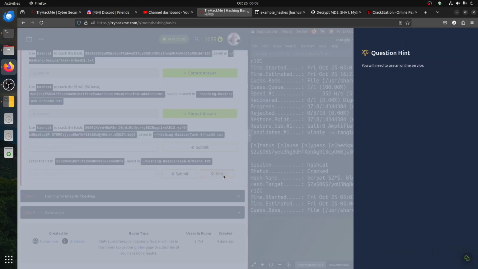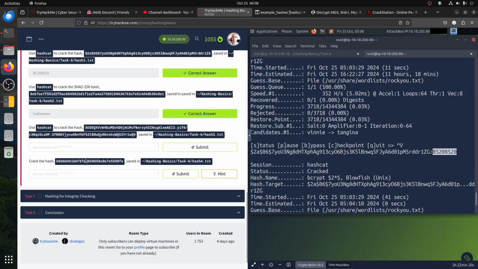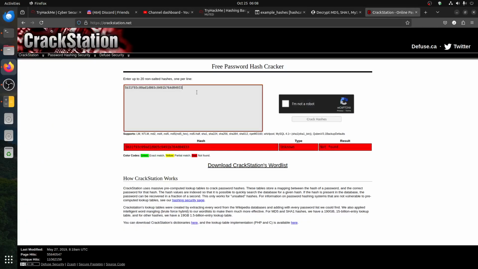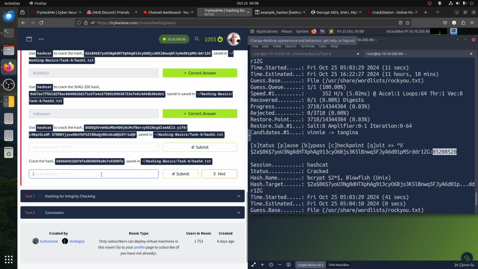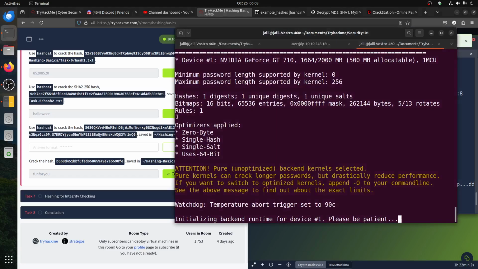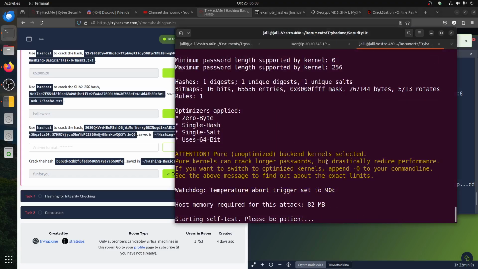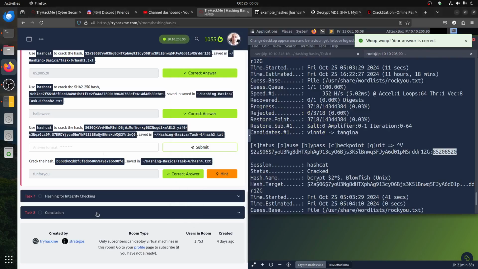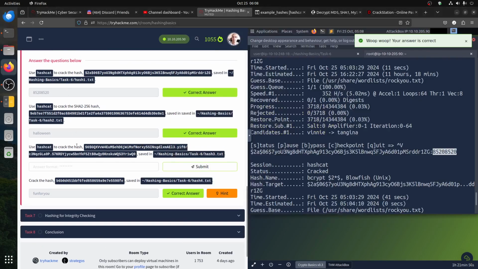You will need to use an online service. Okay, so I think it's an MD4 or something. CrackStation. Okay, crack it. Fun for you, it's an MD5. Okay, this one is still running. Let's continue and come back to this. So we got this and that, but I left this one.